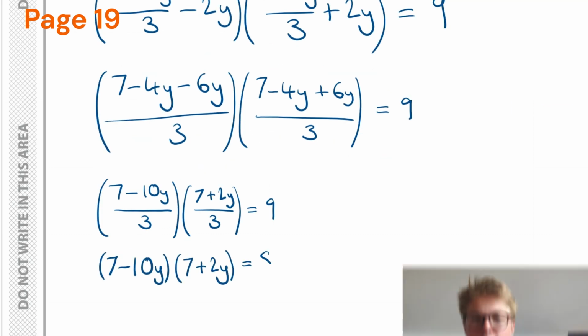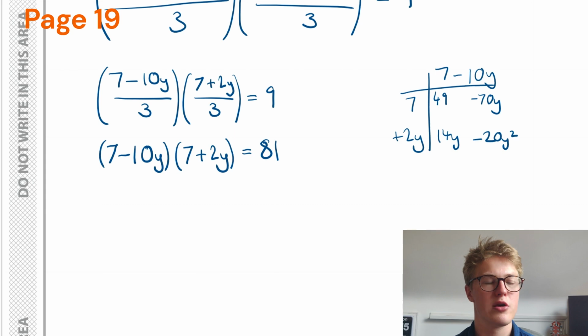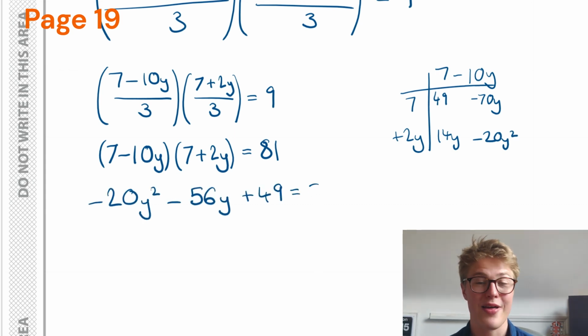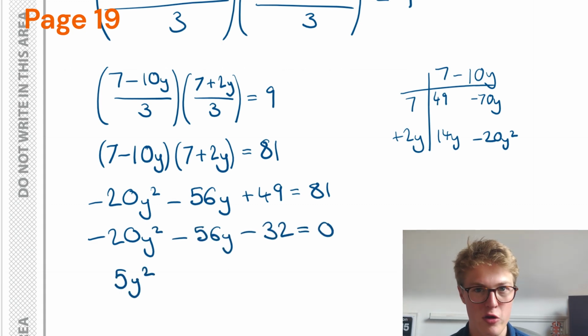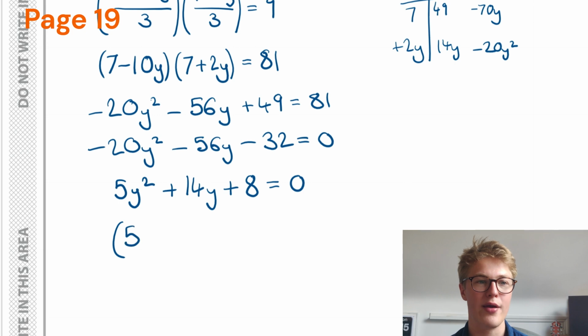equals 81. Then we can expand our brackets, so we have 7 minus 10y times 7 plus 2y, and this leaves us with minus 20y squared minus 56y plus 49 equals 81. Then we can subtract 81 from both sides, and we end up with minus 20y squared minus 56y minus 32 equals 0. Then we can simplify this a little bit by dividing by minus 4, and we get 5y squared plus 14y plus 8 equals 0.